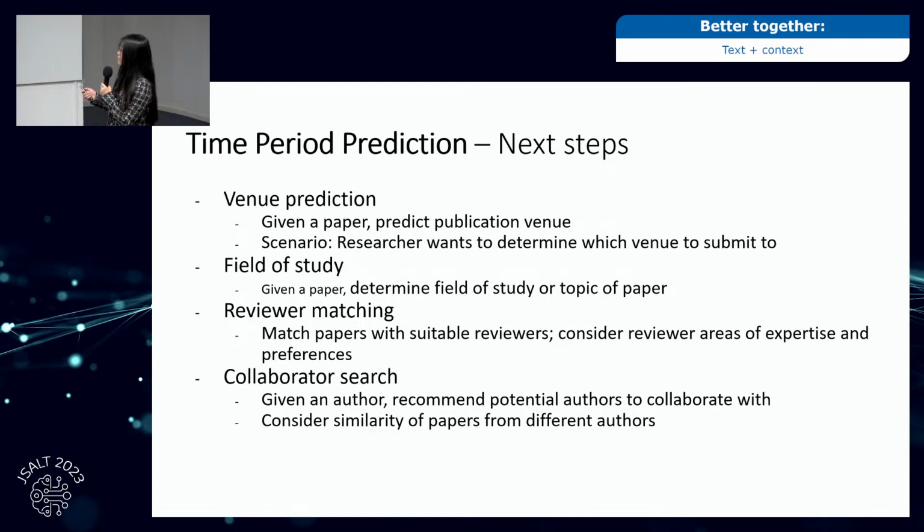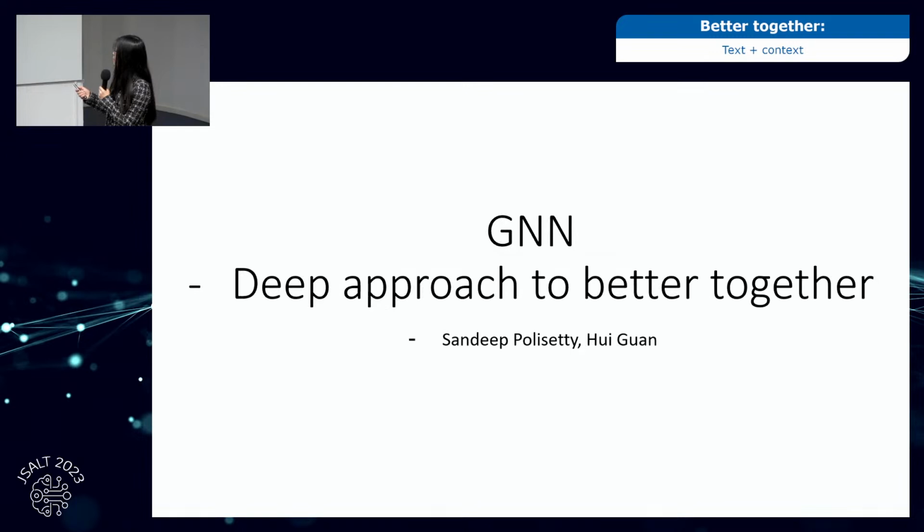So for venue prediction, given a paper, predict the publication venue. And the value of this could be a researcher who wants to determine which venue to submit to. Field of study, determining the topic of the paper. Reviewer matching, come up with more effective reviewer paper matchings. And then collaborator search, given an author, recommend potential authors to work with. We could consider the similarity of papers from the different authors.